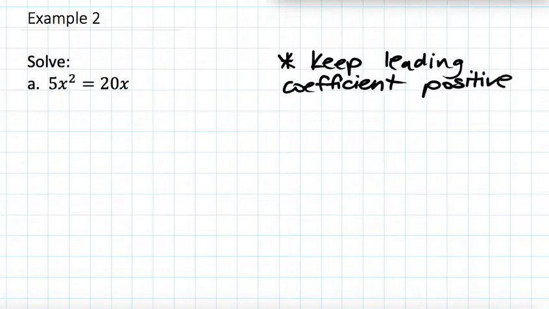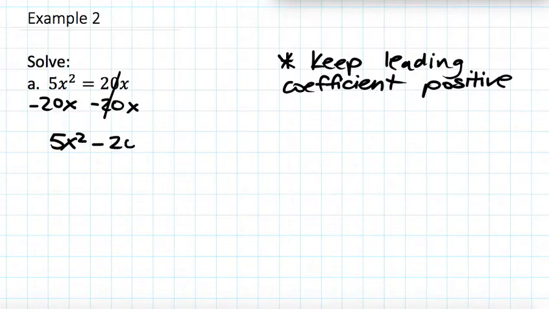So, in this I have 5x squared equals 20x. I need to subtract one of these to move it over to the other side. I want to keep the 5 in front of x squared positive because that's the leading coefficient, so I'm going to subtract the 20x. So that's going to give me 5x squared minus 20x equals 0.